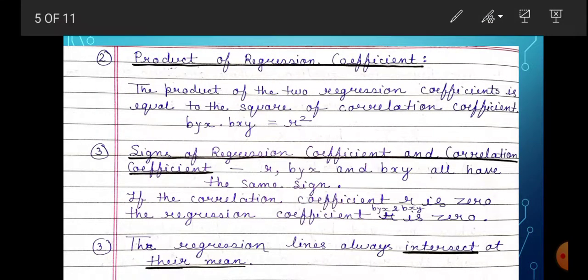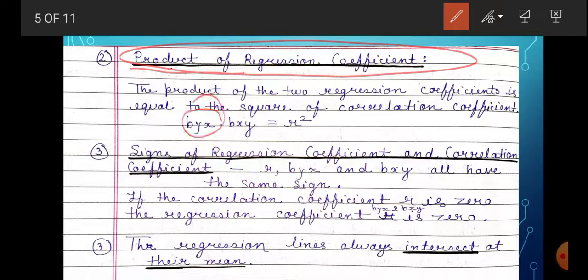Now the next property, because we are under the topic of properties of regression, is the product of regression coefficients. When you take the product of regression coefficients, you will get r square, and therefore r is written as root over bxy multiplied by byx. So this is the formula for finding r if you know the regression coefficients. By taking the square root of the product of the regression coefficients of x on y and y on x, you will get the correlation coefficient, because you know that r is known as the correlation coefficient.